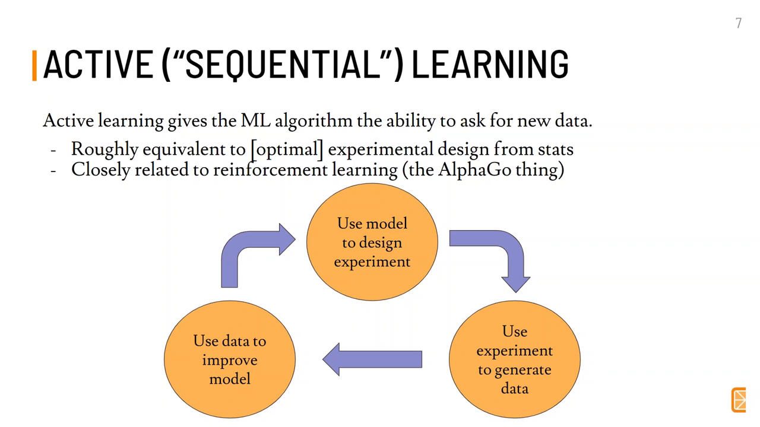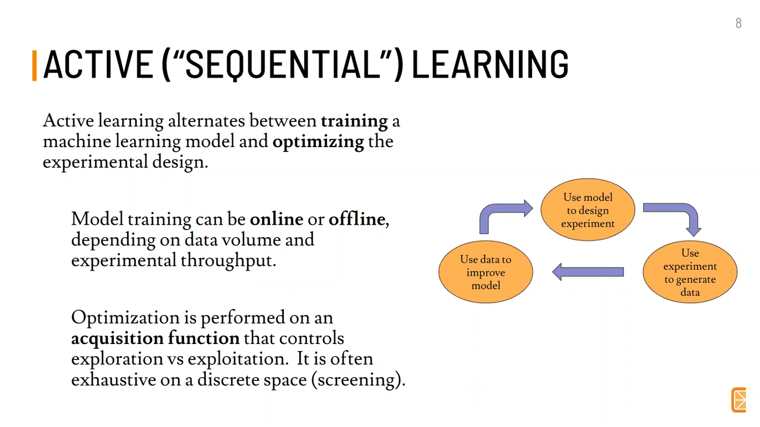So a couple of technical details, and here I want to leave mostly pointers and terminology to other fields and to other ideas that you may have come across. When we do active learning, we're typically alternating between two important, often computationally intensive tasks. One of them is the training of the machine learning model, and the other is the optimization of the experimental design, the search for the best experiment to perform.